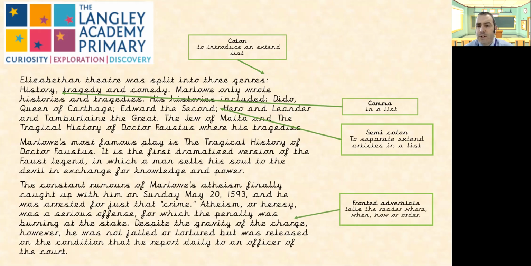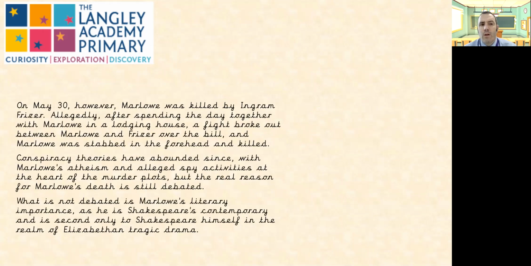Fronted adverbials tell the reader when, how, or the order. So, despite the gravity of the charge, in spite of this, he wasn't sent to jail, even though he'd committed a very serious crime. Carrying on, our final part.